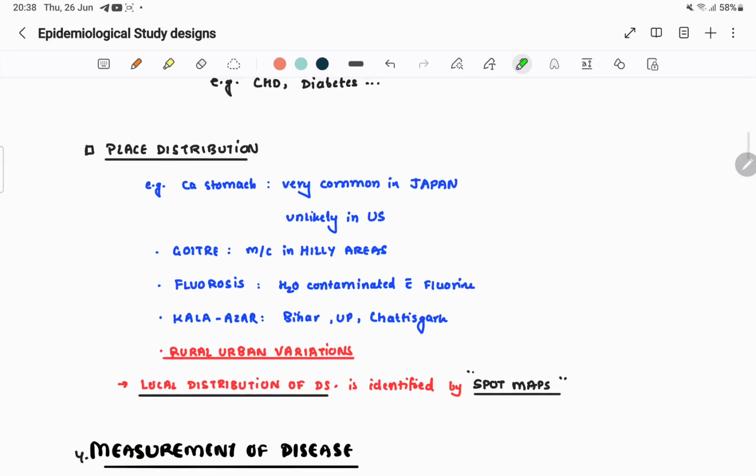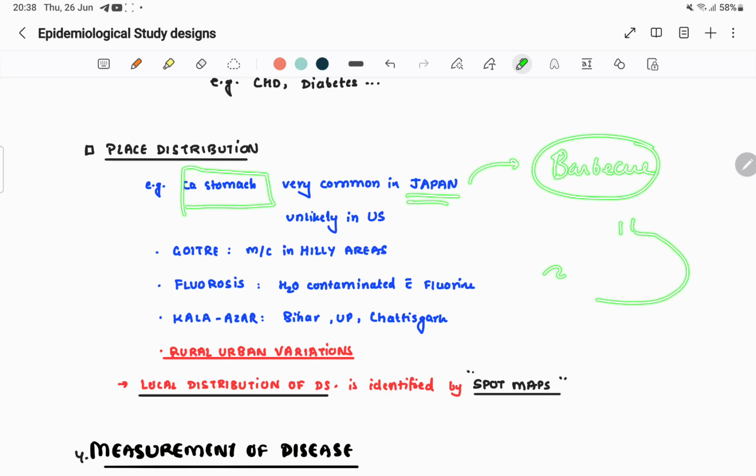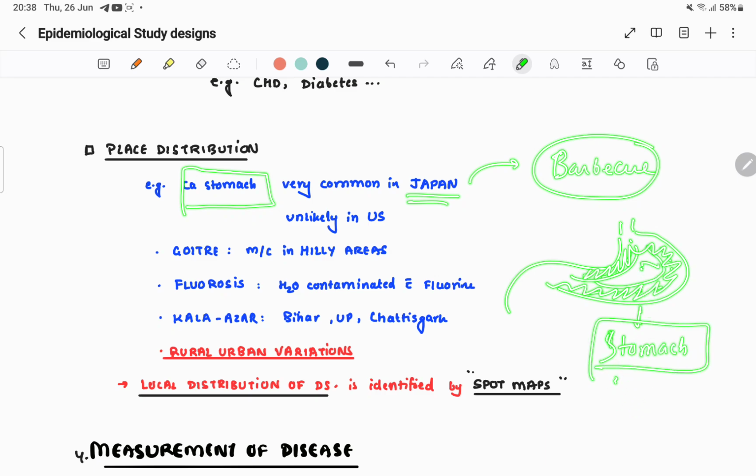Okay. Place distribution. So in epidemiology, I talked to you about distribution and determinants. So we are talking about distributions. Place distribution. Carcinoma stomach, more common in Japan. Why? Because they take barbecued food. The smoke particles get deposited in the stomach. The stomach walls proliferate, and we have a type of stomach carcinoma. The stomach size is reduced, and this is not expansile now.